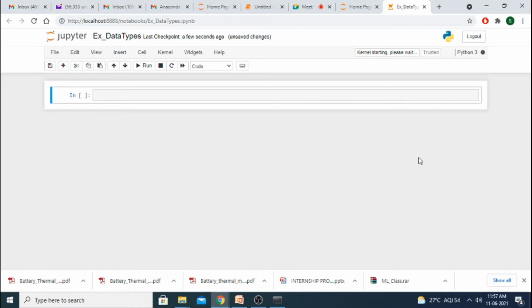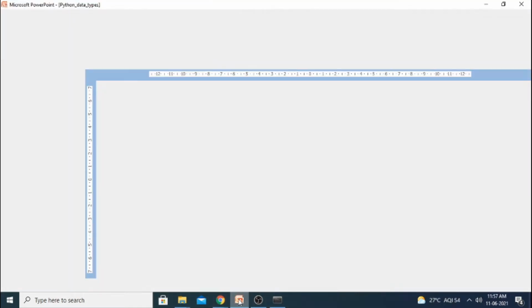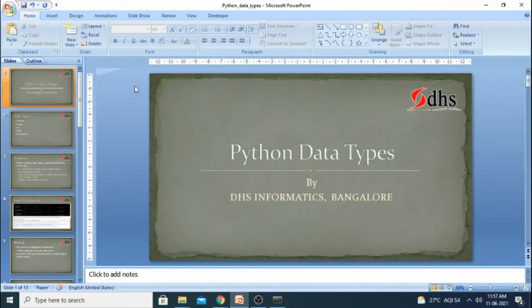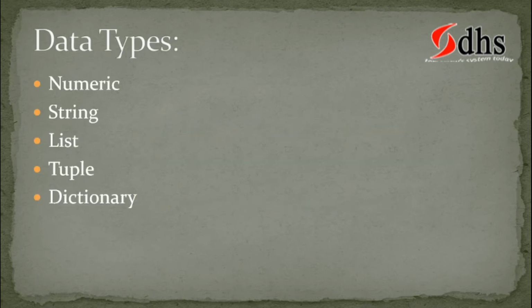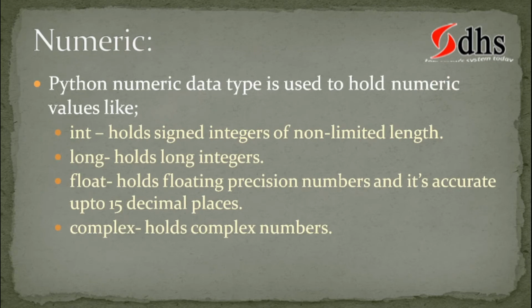Now in this session I am going to show you the PPT, and this slideshow will come. Python data types. Here we are going to cover numeric, string, list, tuple, dictionary. These are the 5 main data types available in Python. In numeric, the data types available are int, long, float and complex numbers. Int means integer.